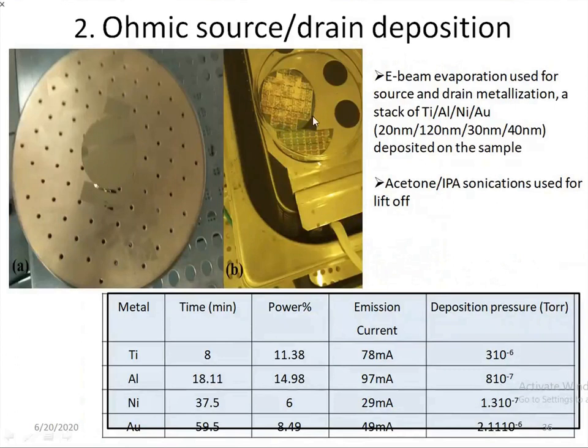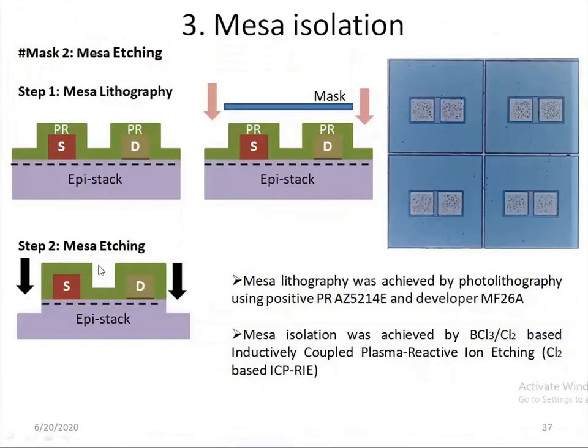Here this is a 2-inch wafer that I have used, and I have fabricated around 2000 devices on a 2-inch wafer. For the sonication, we have used an acetone IPA solution, and by this, we complete the second process in fabrication, that is the source and drain depositions. Now, after this, we have to go for Mesa Isolation.